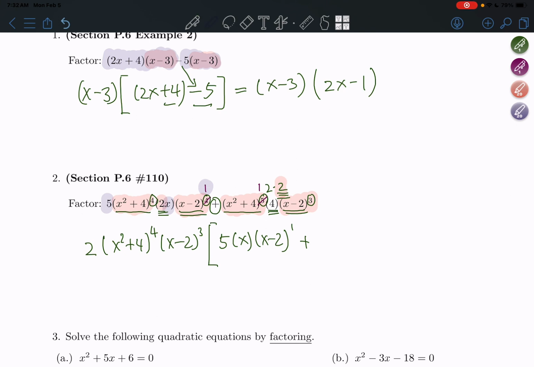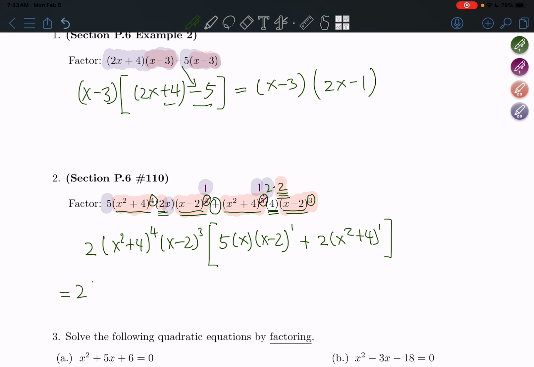Similarly on the other side, the first term, I got an extra 2 right there, and I got another power of x squared plus 4. So the second term only has 2 times x squared plus 4, again to the 1st power. That's all I have left. So at this point, I've done my factoring. All I have to do is clean up a little bit.